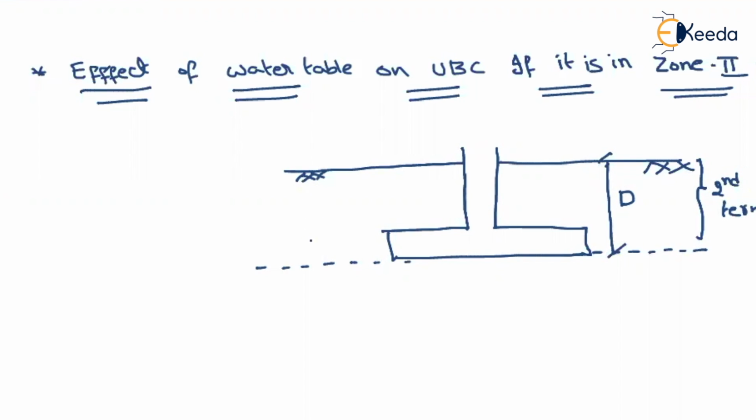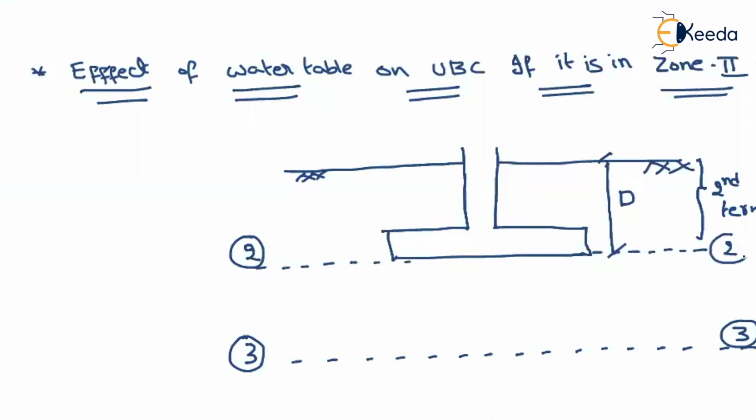Similarly, let us also consider one more level, that is nothing but let us represent it with 3-3. I will say level 3-3. This level of foundation I will say as level 2-2, and the ground surface I will say as level 1-1.